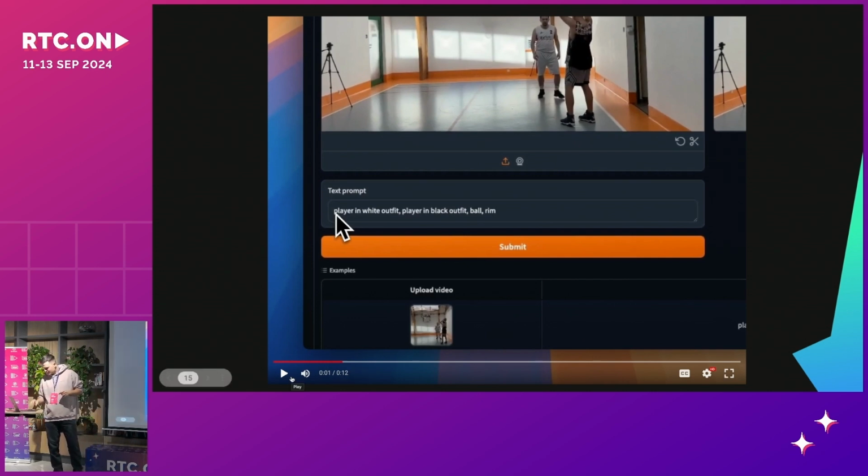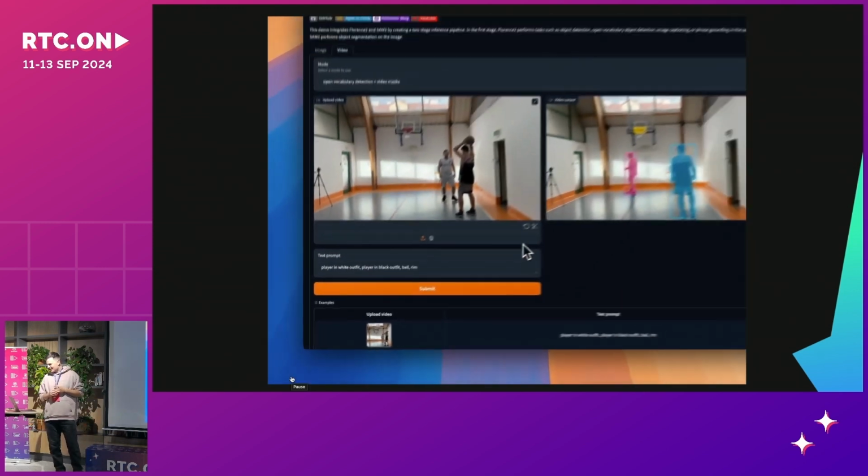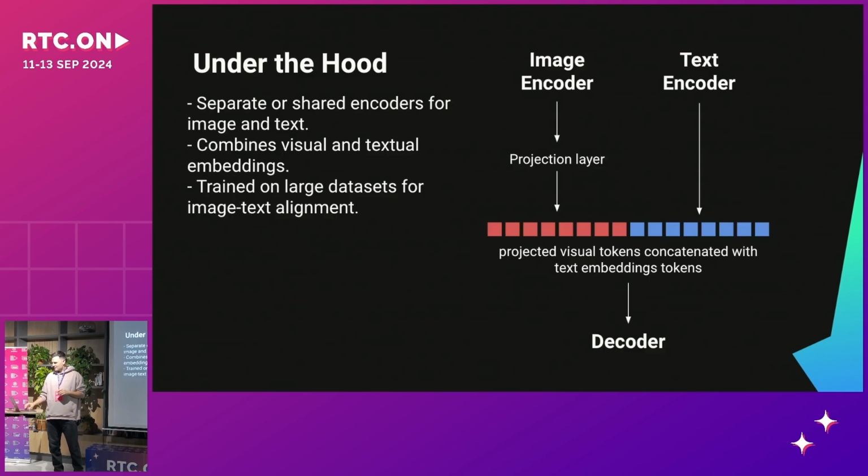So what I did here is I came up with a very high-level prompt where I would like to detect the player in white and black outfits, the ball, and the rim. And yeah, hopefully it will play through. It did exactly this. How it happened is that we probed a few frames from the video, we ran that query on each of them, and then we used Segment Anything to track across the whole video. Very easy now.